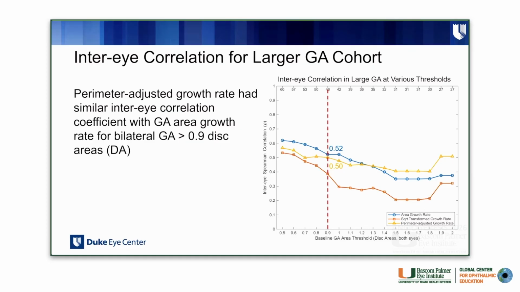To investigate this, we analyzed inter-eye correlations within a large lesion cohort, where both eyes exceeded the baseline area threshold shown on the x-axis. Interestingly, we found that as the threshold reached 0.9 disc areas, the correlation coefficients for perimeter adjusted growth rate and standard area growth rate became comparable.